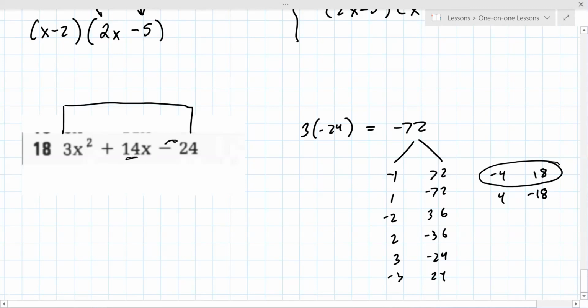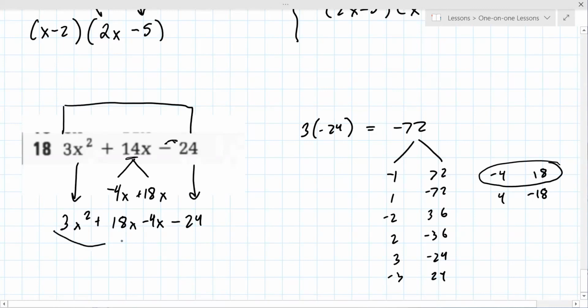So we're breaking apart this 14x. We're saying 14x is really minus 4x plus 18x. Now, you have a choice here. It's either minus 4x plus 18x, or it's 18x minus 4x. Which do you prefer based on these numbers here? Probably 18x minus 4x. I agree. I like that a little bit better. So we're going to bring that down, minus 24.